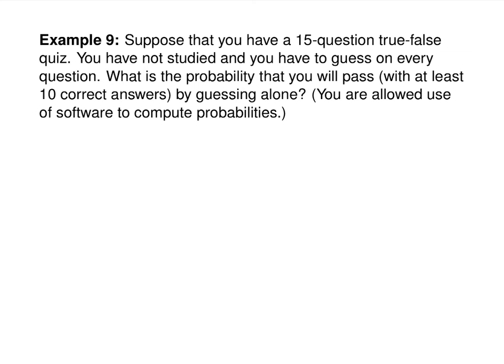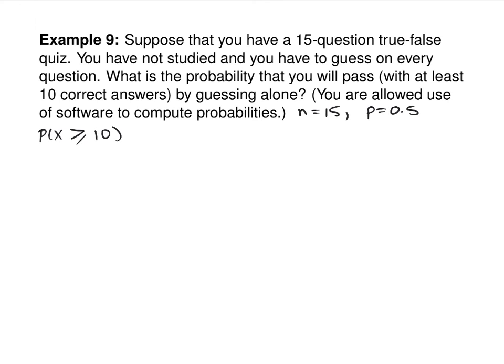to compute probabilities here. So first, this is a binomial random variable. The number of trials is 15, and the probability of success is 0.5. We're looking for the probability that x is bigger than or equal to 10 because we need 10 or more correct answers. Now, statistical software is only going to do inequalities in one direction, and that direction is almost always less than or equal to. So you have to make this into a complement.